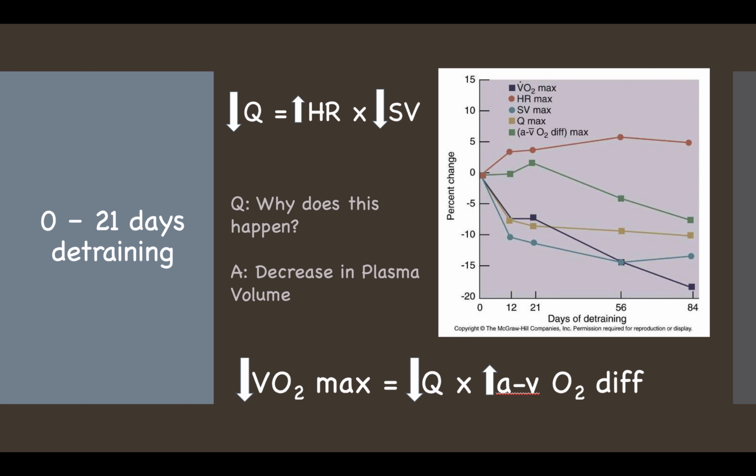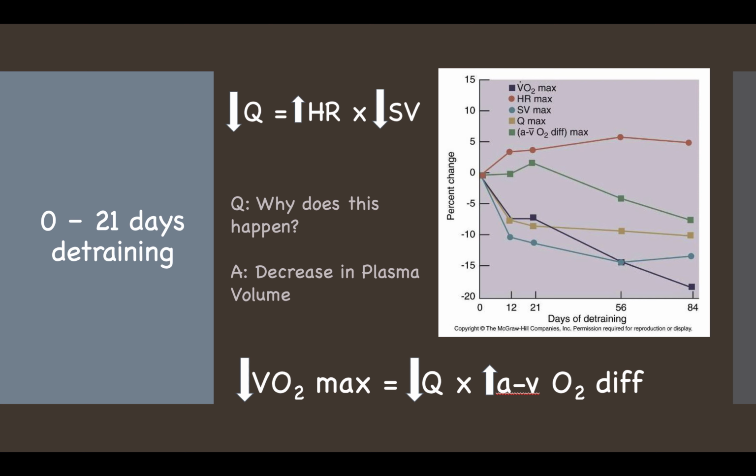When we look at the variables that make up cardiac output, we have heart rate, the red line, and in the first 3 weeks, max heart rate actually goes up a little bit, just under 5%. And then stroke volume, the blue line, decreases a lot, nearly 12% in the first 3 weeks of detraining. So ultimately, you have a large decrease in cardiac output, and this is primarily due to a decrease in stroke volume, because the decrease in stroke volume far exceeds the small increase in max heart rate that we see.